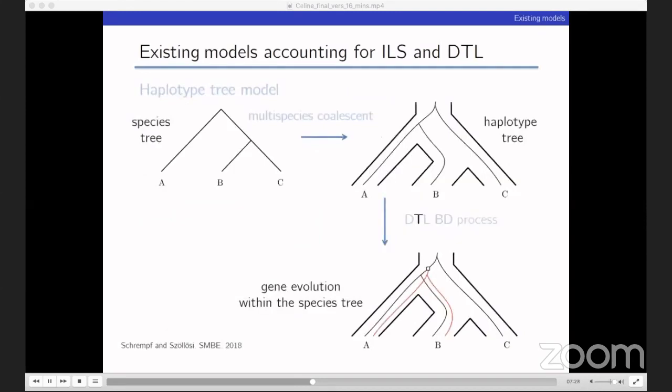The model of ILS and DTL interaction is the haplotype model. Again, I will first describe the statistical specification and then the model of evolution. Here we have the opposite of the Lucas3 model. We first perform a multispecies coalescent process on the species tree, obtaining the so-called haplotype tree, and then the gene tree is obtained by performing a duplication-loss birth-death process on the haplotype tree. Again, in this model, each species evolves as a panmictic population. Each species has a member that may pass any of all its genes to the member of the next generation. Allele polymorphism is possible, and duplication, transfer, and losses are the possible events that can shape gene history.